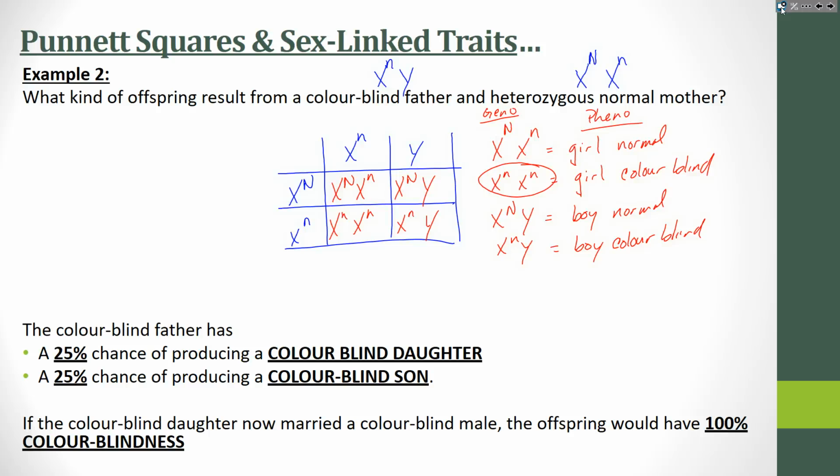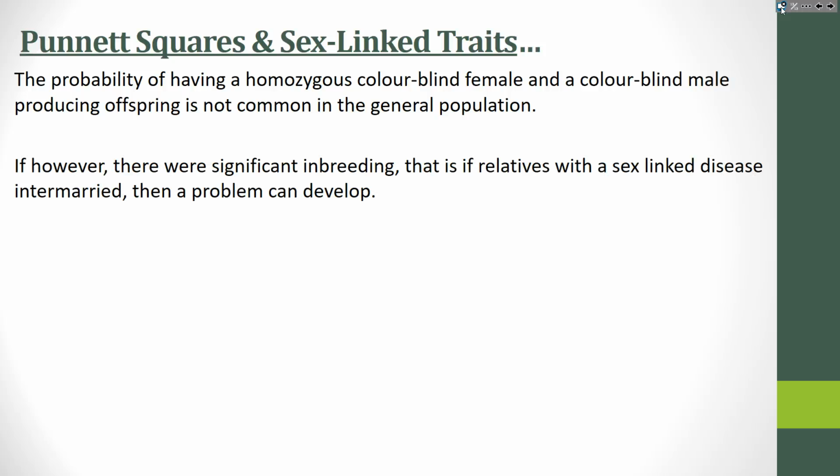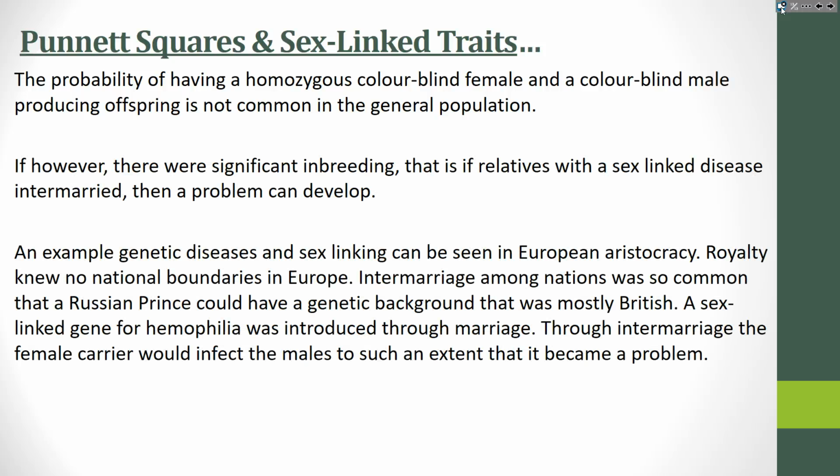And the reason why is because she only ever gives the colorblind genes. And if she ends up marrying and having children with a colorblind guy, the only genes that there would ever be are colorblind genes. So all of their children would be colorblind, even their girls. So the probability of that happening is pretty rare. It's not very common to know a girl or a woman who's colorblind. So that doesn't happen very, very often.